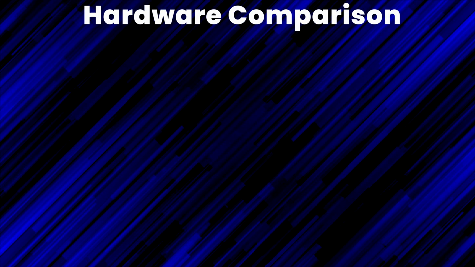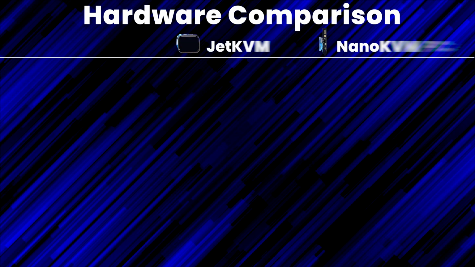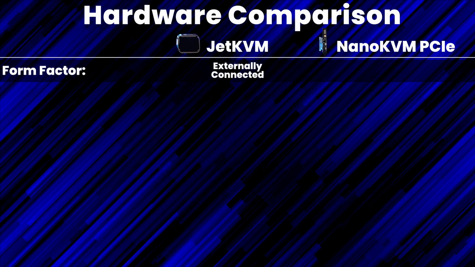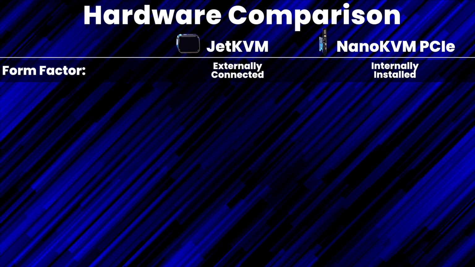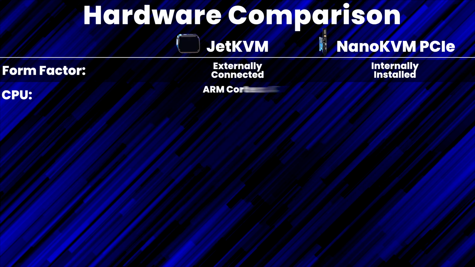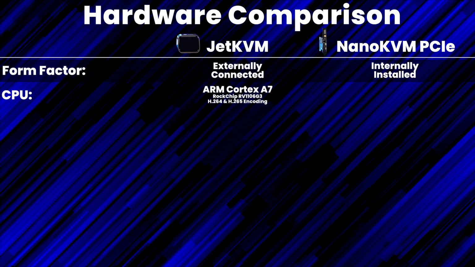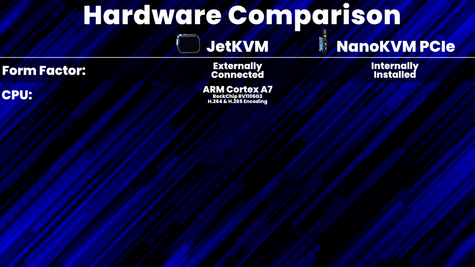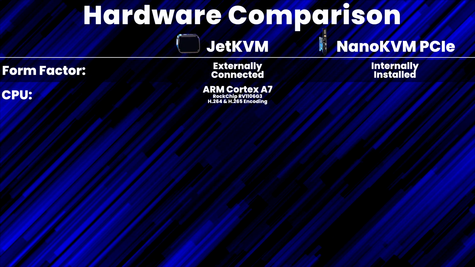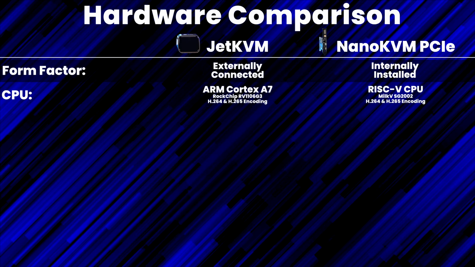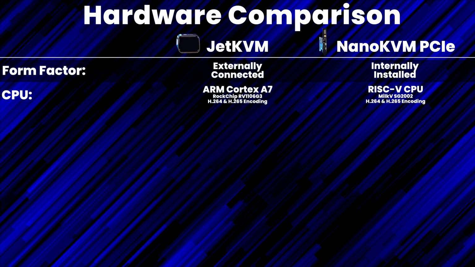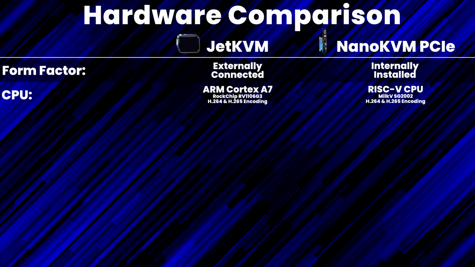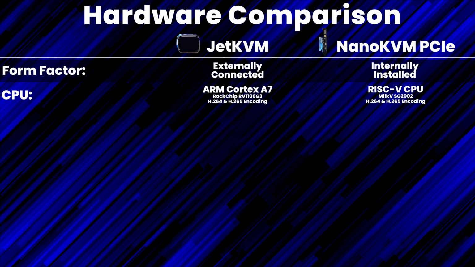All right, let's run a quick hardware comparison between our two KVM solutions first. First off, let's start with form factor. The JetKVM is meant to be used externally, and the NanoKVM PCIe is meant to be used internally. The JetKVM uses an ARM Cortex-A7 CPU running at 1.0 GHz based on the Rockchip RV1106G and features H.264 and H.265 hardware encoding. The NanoKVM PCIe uses a RISC-V CPU running at up to 1 GHz and is based on the Milk-V SG2002 and features H.264 and H.265 hardware encoding.